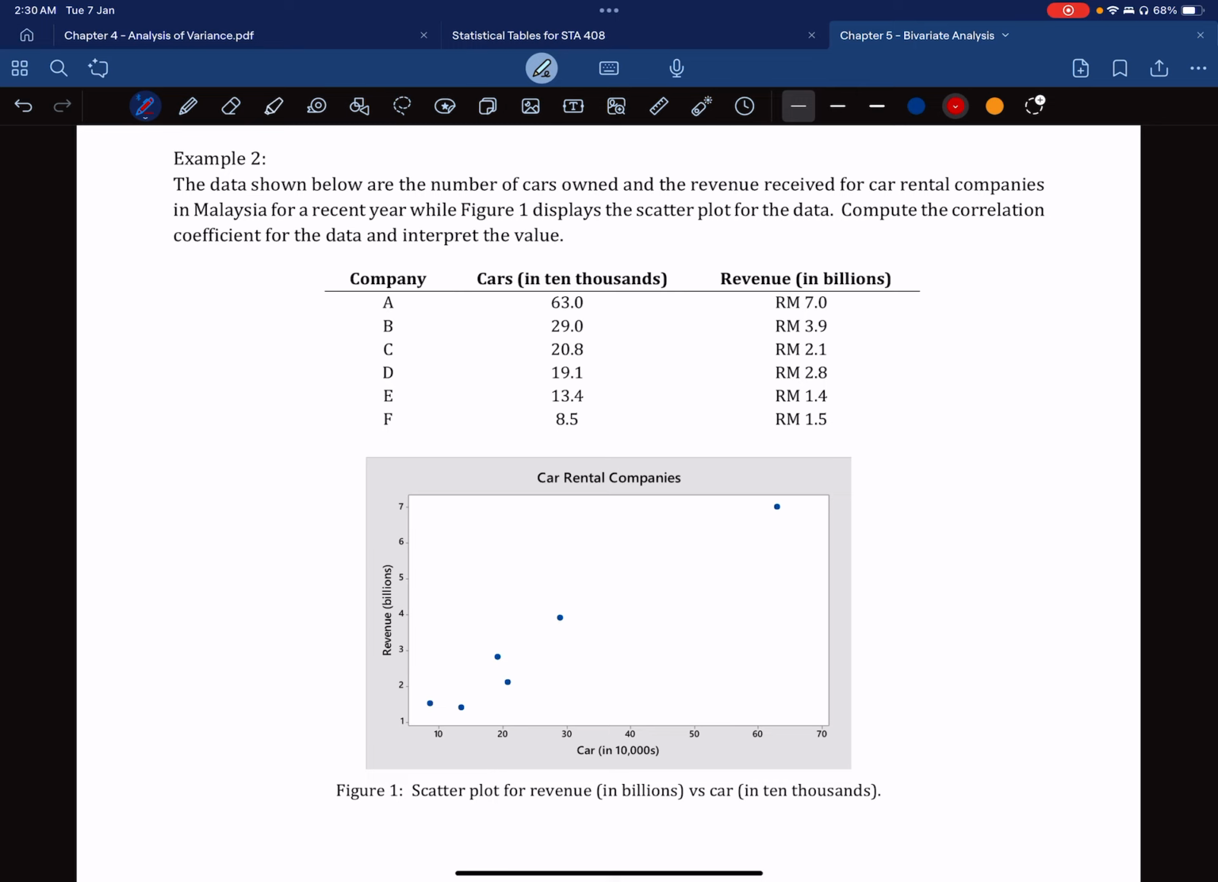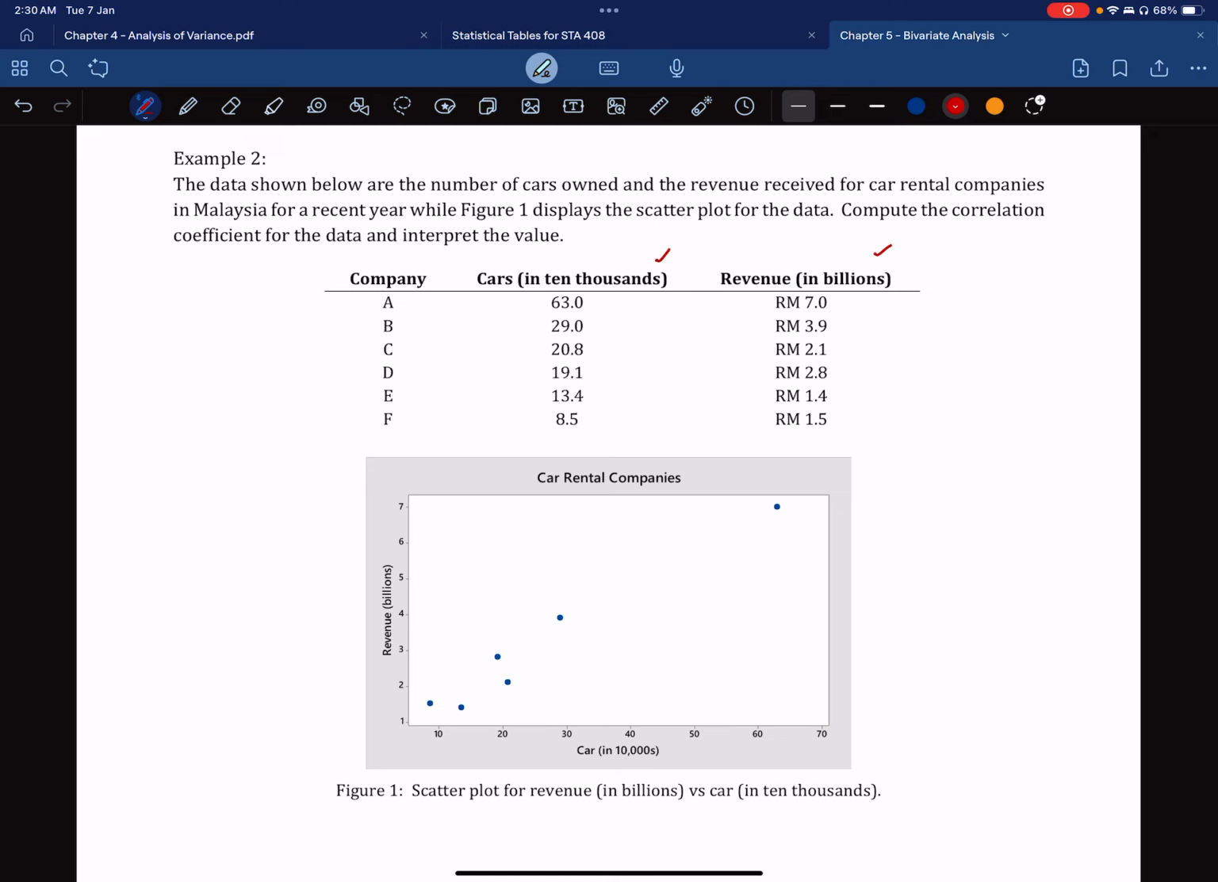In simple correlation, the researcher commonly collects data into numerical or quantitative variables to see whether there is a relationship between these variables. So here we have cars and revenue as our variables, and we want to see whether cars have a relationship with the revenue. Okay, let's take a look at example two.